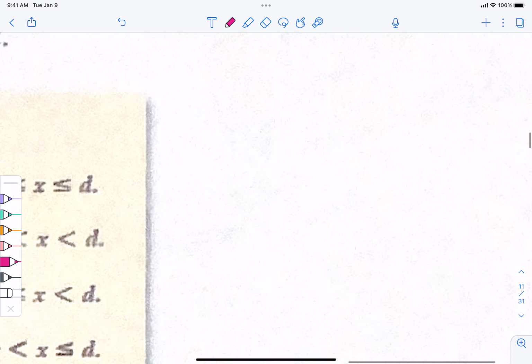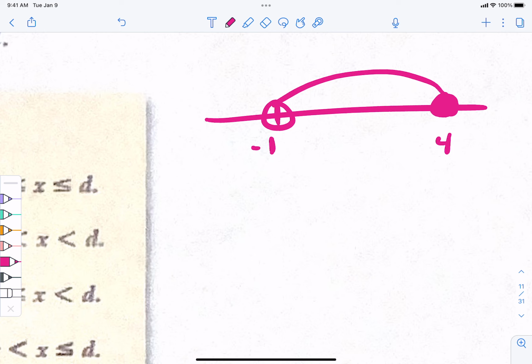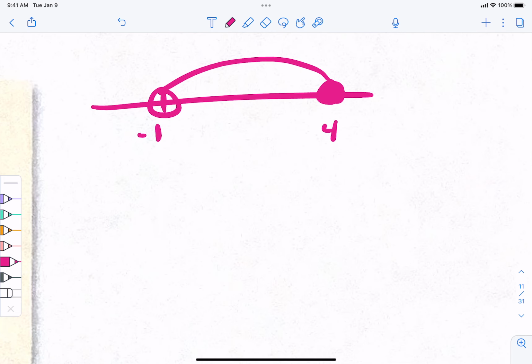All right, so interval notation. Let's talk about where you have a number line and let's say you have two numbers. You can write this down or you don't have to. Let's say I have -1 here and 4 here, and I have an open circle and a closed circle, and I want to write that in interval notation. So it's (-1, 4]. The brackets mean equal to, parentheses mean not equal to.